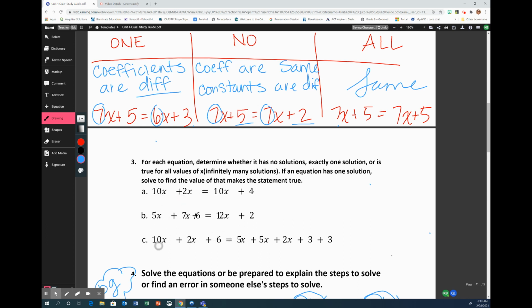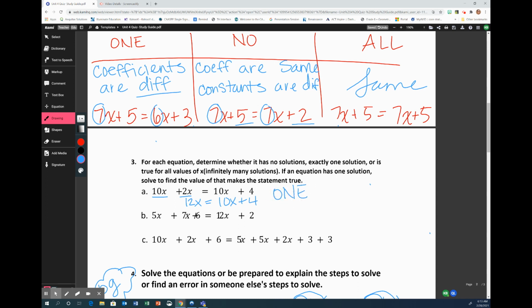First thing I need to do is simplify everything, combining all like terms to make them much simpler. Here I have 10x and 2x, I get 12x. The right side, I can't simplify anything. In this particular problem, I have different coefficients. The numbers in front of the x are different. So this has one solution.